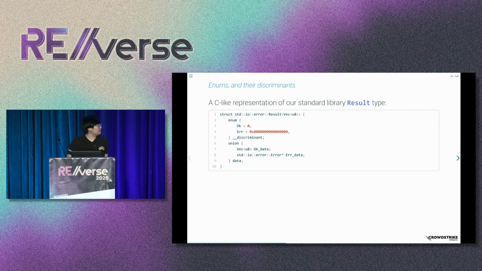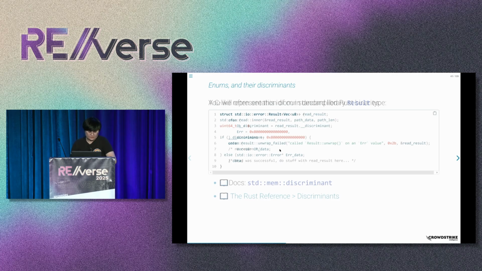Okay. So now let's talk a bit about how enums look from the compiler side. So recall that enums are Rust's tagged union type, and they consist of something that's very similar to your C-like union and also an integer discriminant. So this is, again, our standard library result type, just kind of repeated here. But what ends up happening is that you often see an idiom that's very similar to this in decompiled Rust binaries.